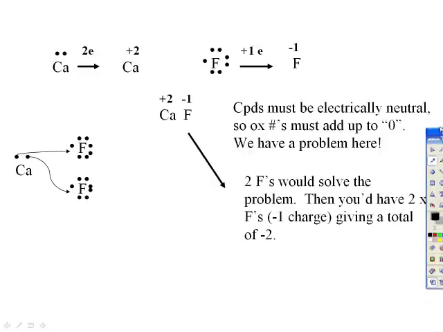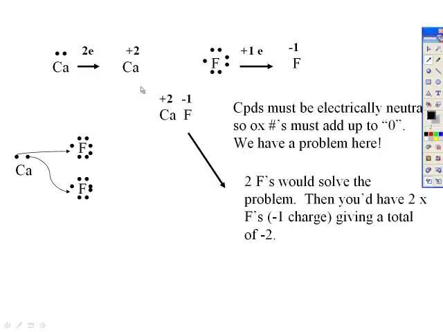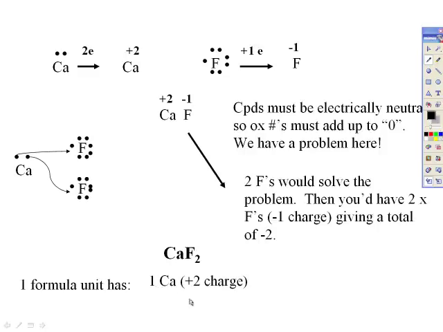So if you'd have 2 Fs, then overall we would have a -2 charge to balance out this +2 charge. So one formula unit is not going to be CaF. One formula unit is going to be CaF2. One formula unit has one Ca and two Fs. So notice how our charges balance out. Positive 2 and a total of negative 2.